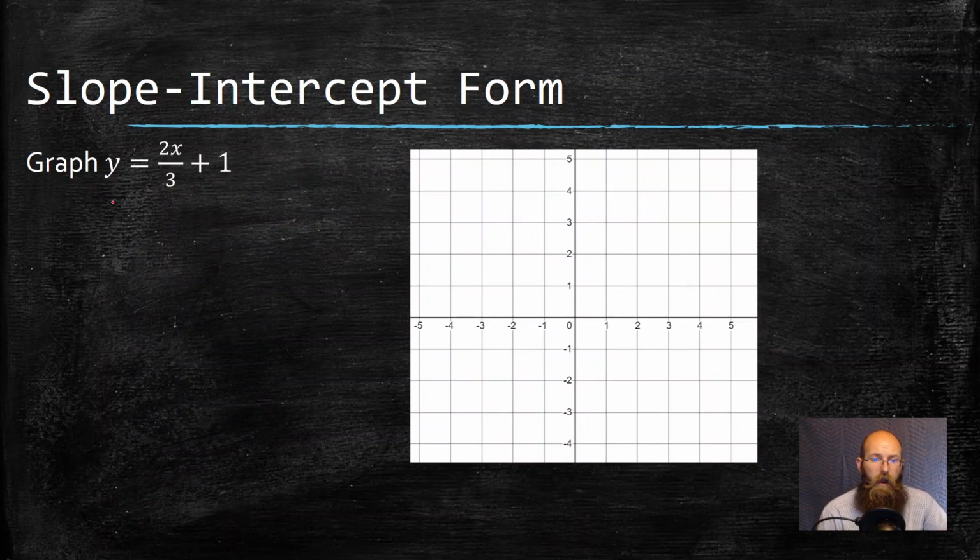Now, I need to graph this one. It's already in slope-intercept form, right? Y equals mx plus b. There's an x right there. It looks a little bit different, but this could also be written like this. Only difference is instead of that x being on my numerator, I just pushed it to the right. So that means my slope is 2/3 and my y-intercept, my b value, is 1.